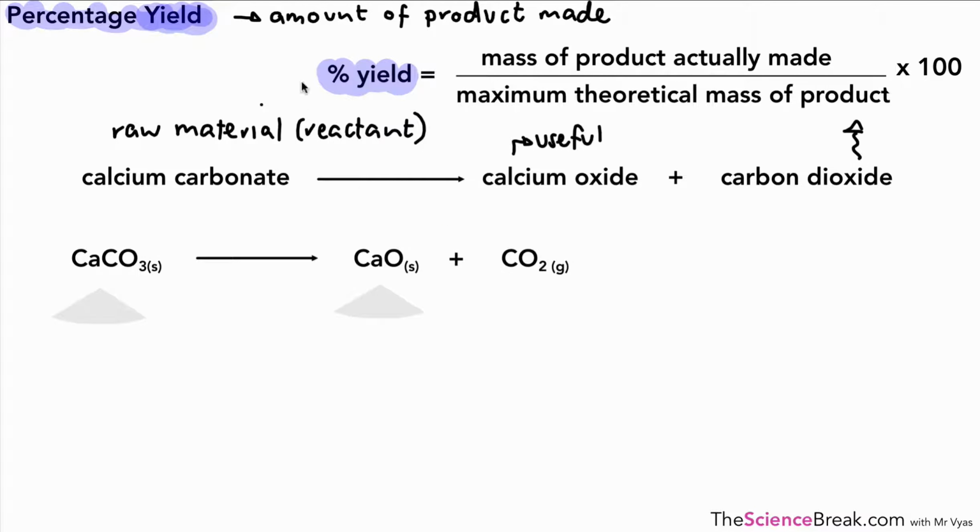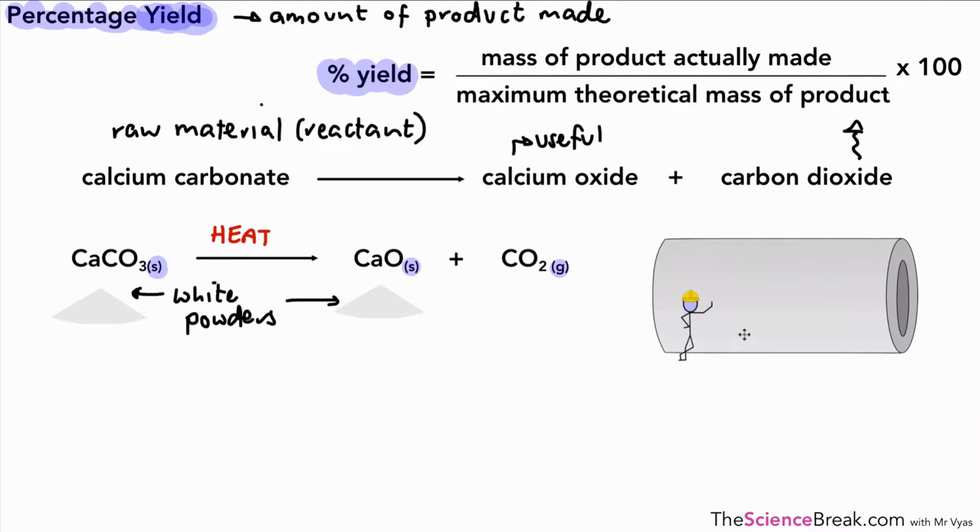Now let's have a look at a balanced formula equation for this. So we've got calcium carbonate, which is a solid, reacts to make calcium oxide, which is a solid, and our carbon dioxide gas. Now the slight issue here with this reaction is that both the calcium carbonate and the calcium oxide are white powders. They are pretty much identical to each other, if not identical, and hard to tell the difference. This reaction happens with the help of heat, and it's actually a thermal decomposition reaction.